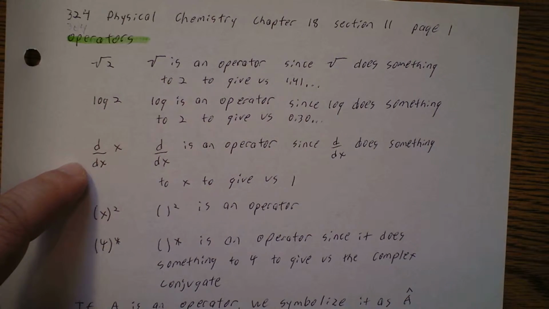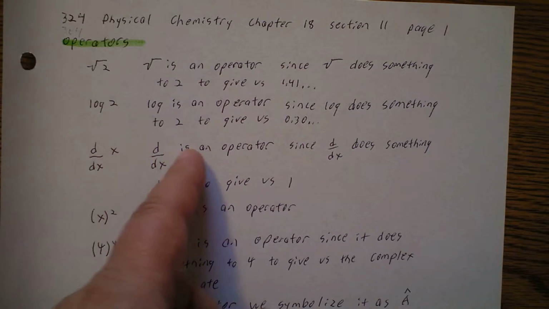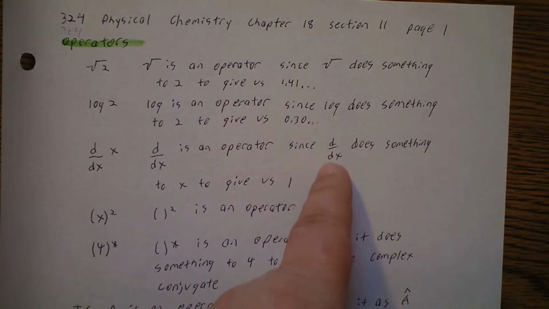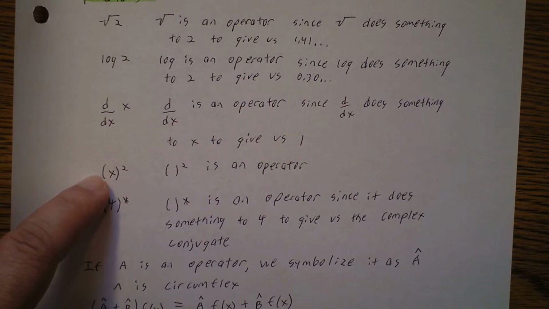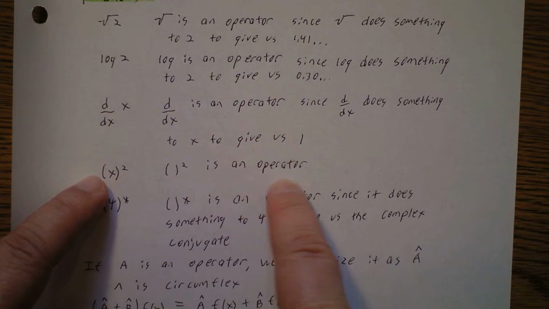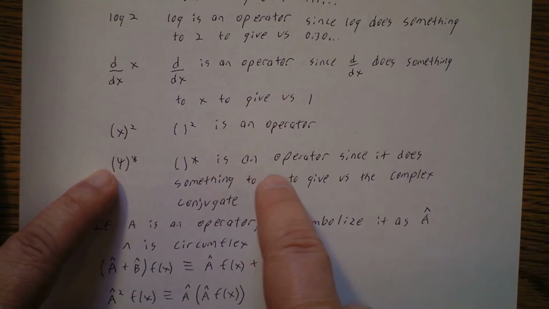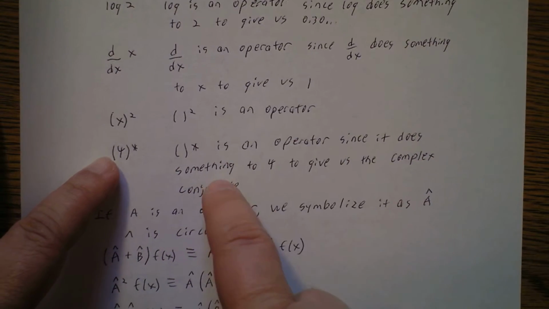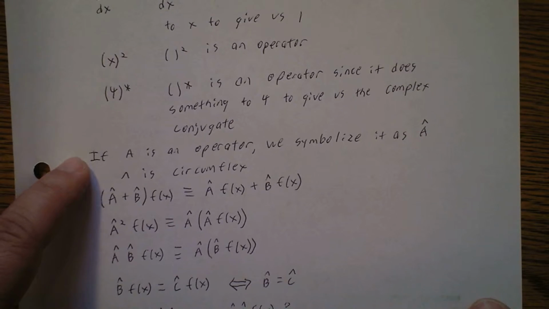Or d by dx of x. Then we say the derivative with respect to x, that's an operator because d by dx does something to x to give us 1. Or let's say we have x squared, then this squared is an operator. Likewise, let's say we have psi star, then that star is an operator because it does something to psi to give us the complex conjugate of psi.